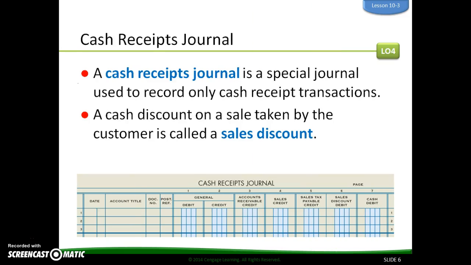All right, so as we move forward, the cash receipts journal, again, is a special journal that's used to record only cash receipt transactions. And we want to remember, when we have businesses that pay in a certain amount of time, that we do offer a cash discount that's taken on a sale. And so we offer that cash discount, and we want to make sure that we record that correctly in our cash receipts journal.